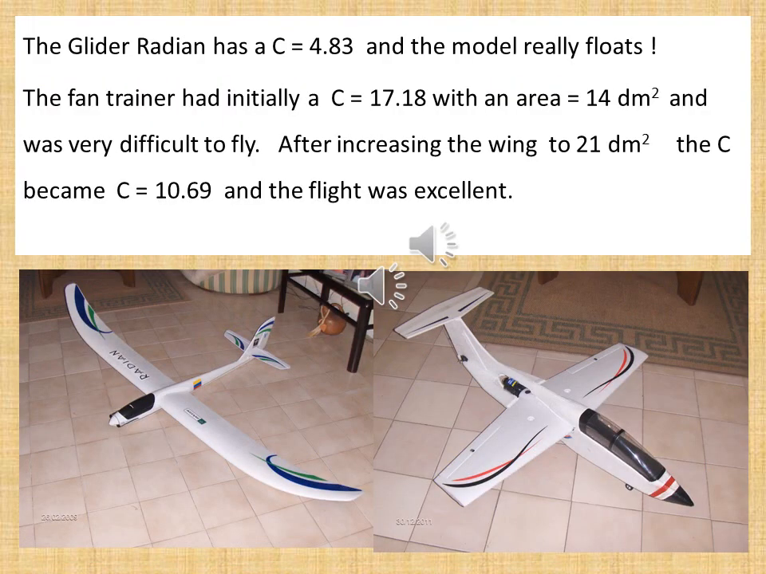Glider Radian has a C equal to 4.83 and the model really floats. Fan trainer had initially a C equal to 17.18 with an area equal to 14 square decimeters, and was very difficult to fly. After increasing the wing to 21 square decimeters, the C value became 10.69 and the plane flew well.